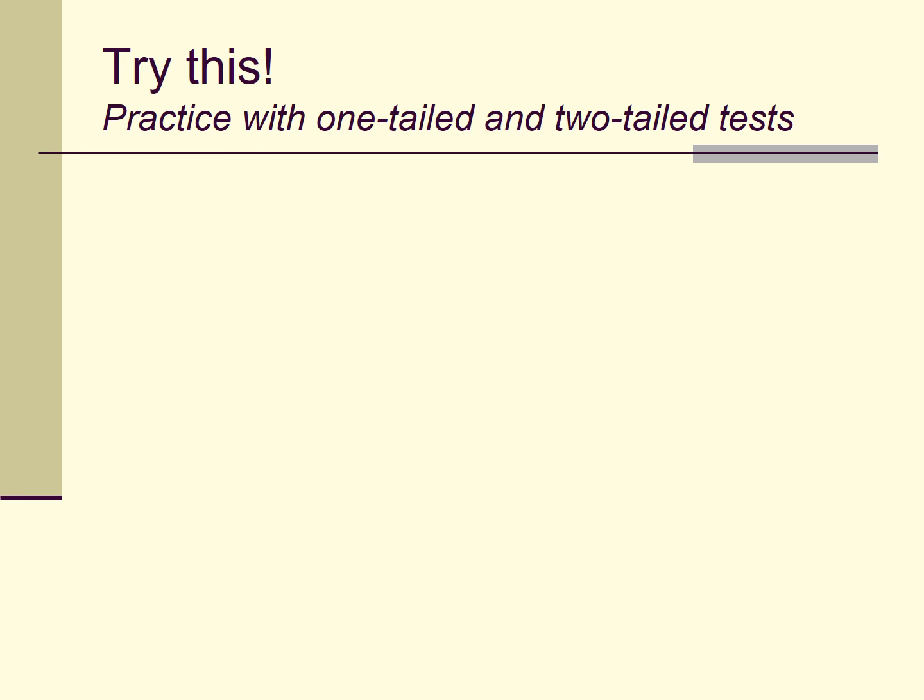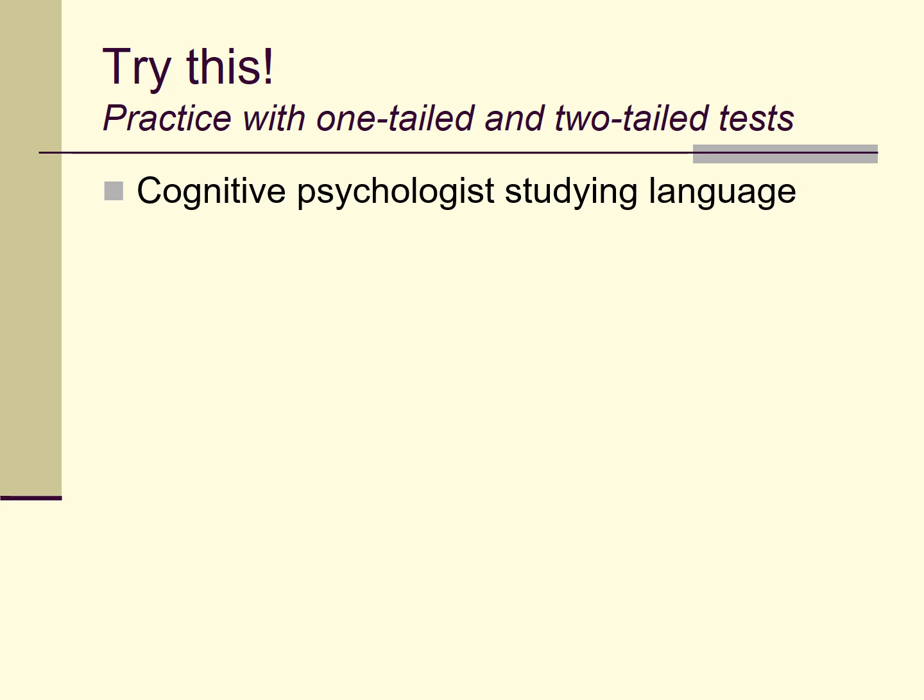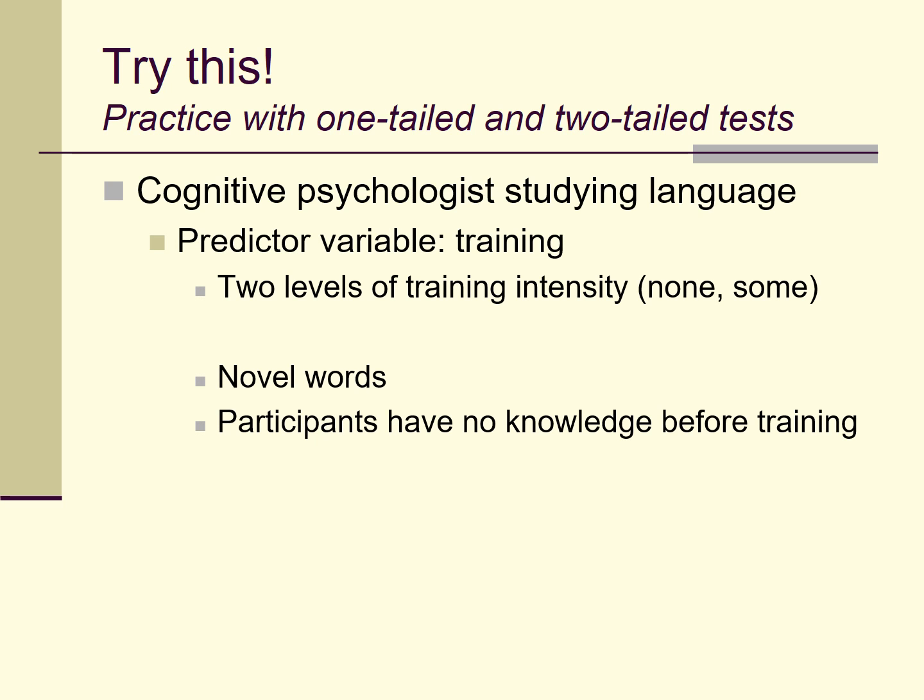Alright, so if you're thinking about one-tailed tests and two-tailed tests, it may be helpful to consider some scenarios or some examples. So try to do this. Try and play along with me as you watch this video. Imagine that you're a cognitive psychologist studying language. You're like a psycholinguist, I suppose. And you're doing a simple experiment where people are put into either one or the other of two possible training groups. So there are two levels of our predictor variable, which we're calling training. There's no training, and then there's some amount of training.